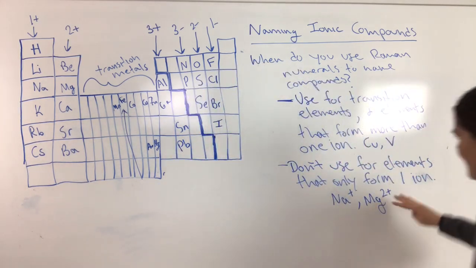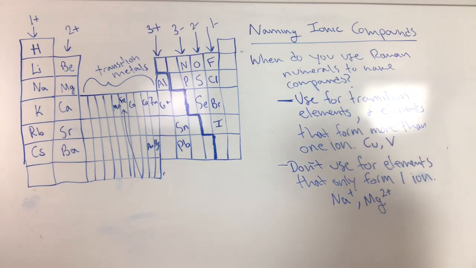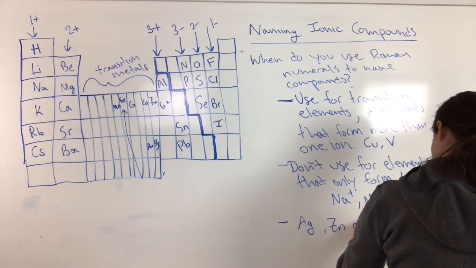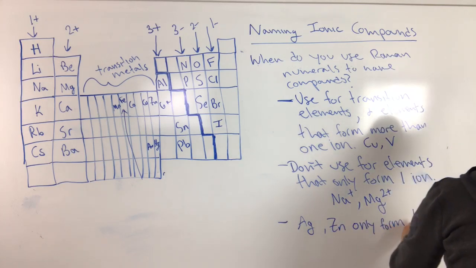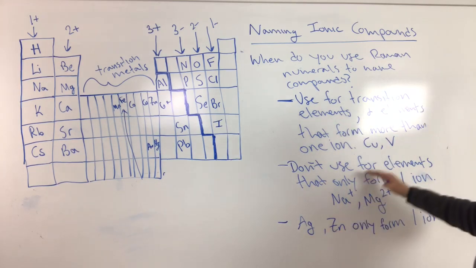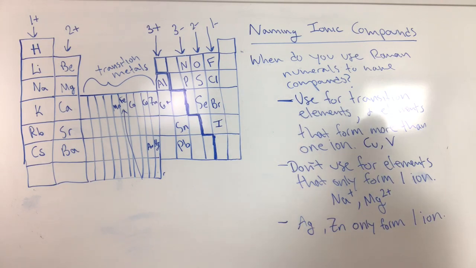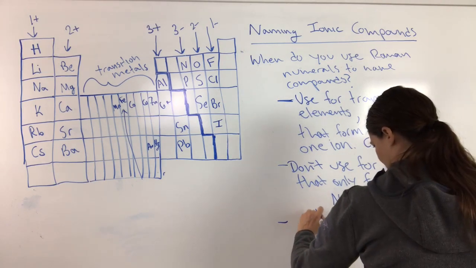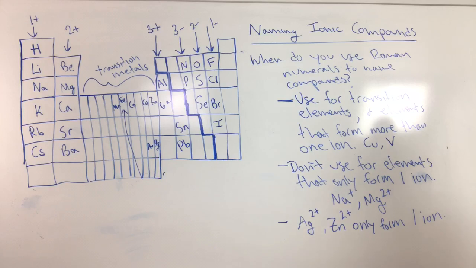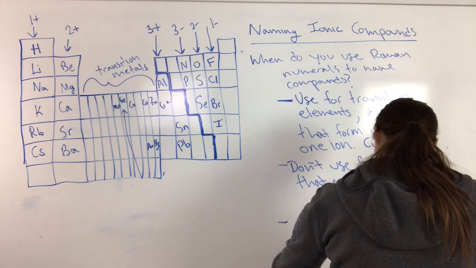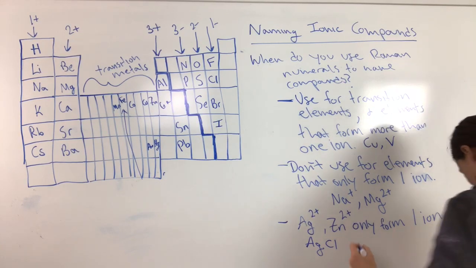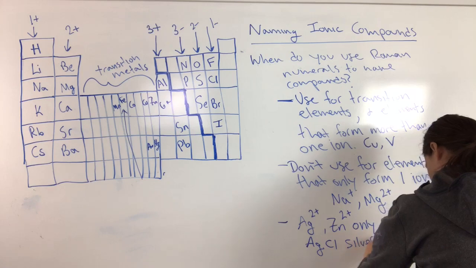And so now that I've given you these rules, I want to talk about a couple exceptions. Silver and zinc only form one ion. So if you have silver or zinc, you don't need to use the Roman numerals in your formula because they always form the same ion. Silver always forms 2+, and zinc always forms a 2+ ion. So for instance, if we had silver chloride, that would just be written as silver chloride.